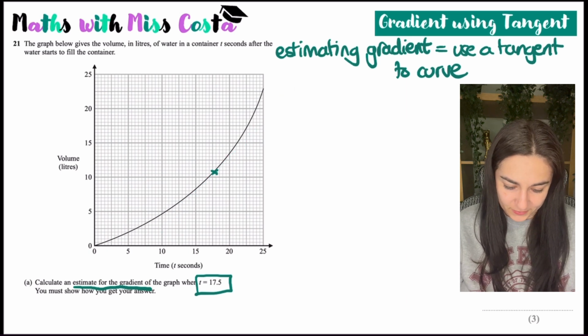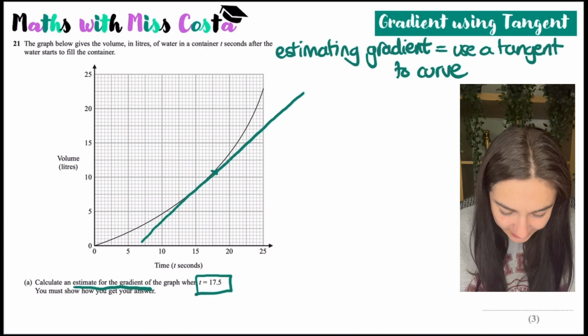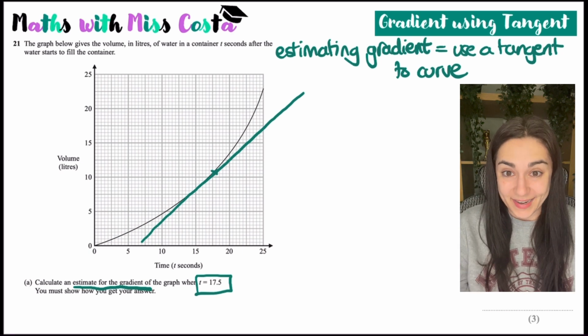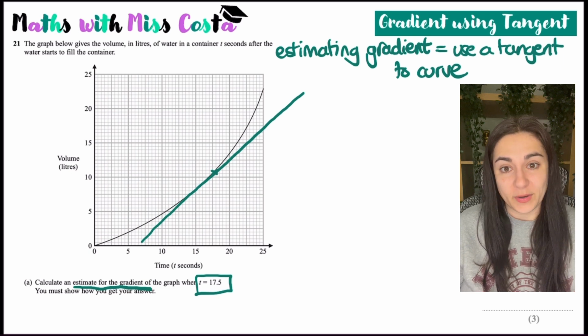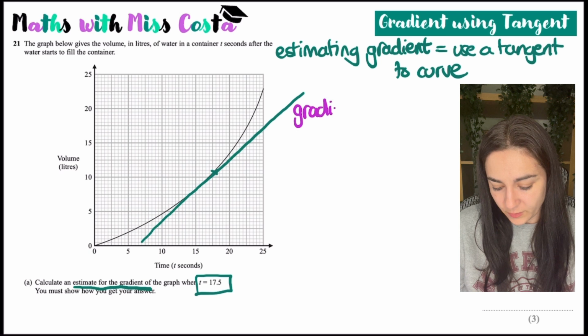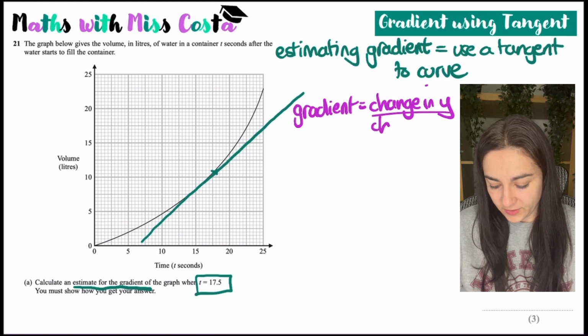It's so hard to do it on here. So you draw a straight line and you're going to calculate the gradient of that. So now that we've got a straight line, we can calculate the gradient like we normally did. So how do you work out gradient? The gradient is the change in the y coordinates over the change in the x coordinates.